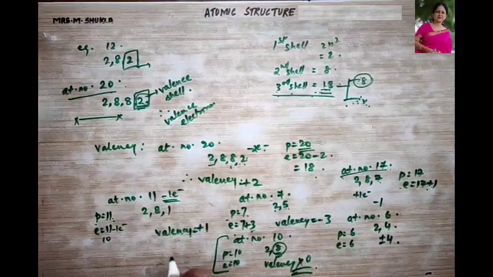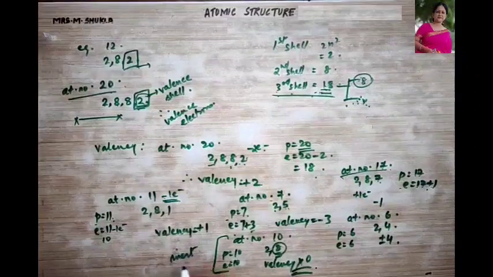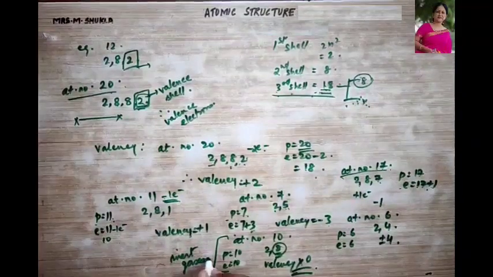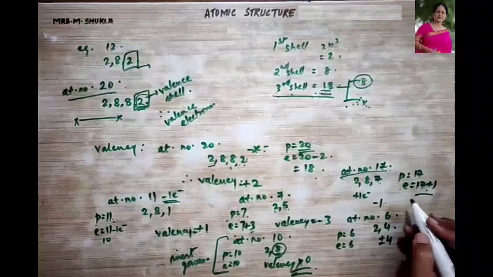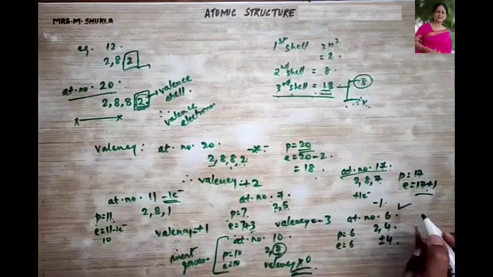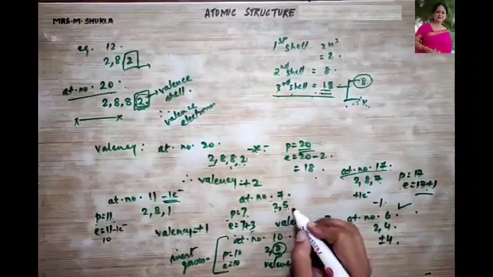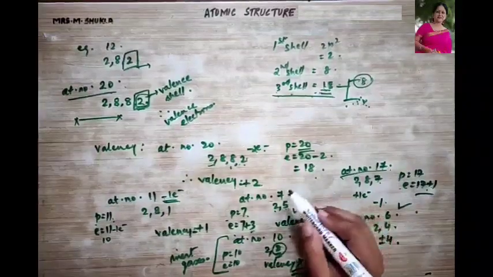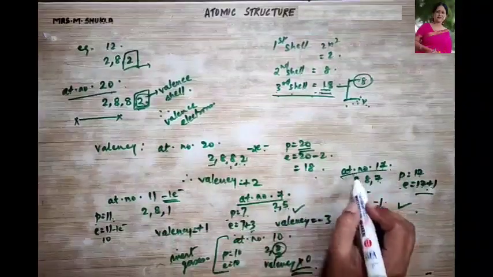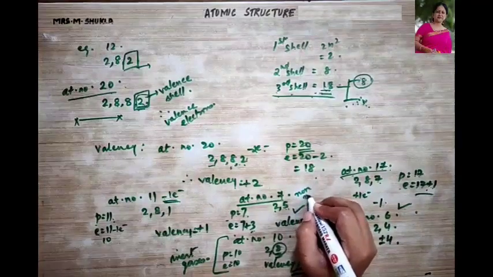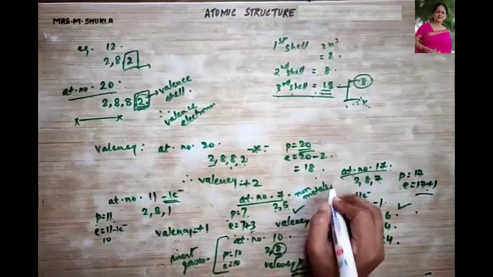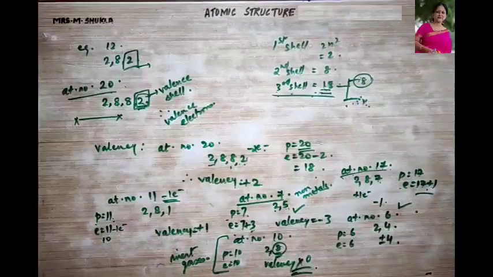What are they termed as? They are called inert gases. All those which are accepting electrons, here I have shown one example and here I have shown one example. What are atomic number 7 and atomic number 17 then? They are non-metals, they accept electrons.